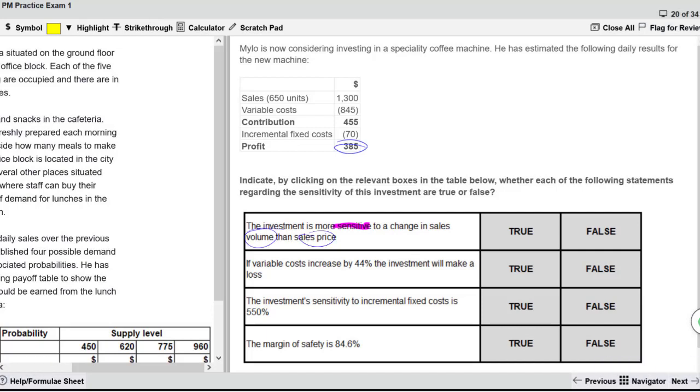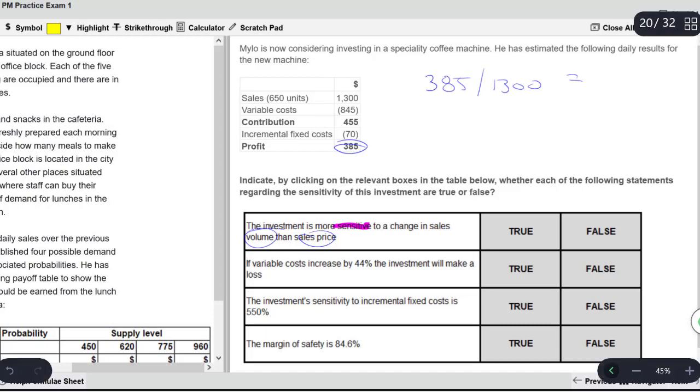Okay, so to test the sensitivity of profit to a change in the price, we simply divide 385 by 1300. And that comes to 0.296 or 29.6%. Okay, so that tells us that the selling price can drop 29.6% and will break even.